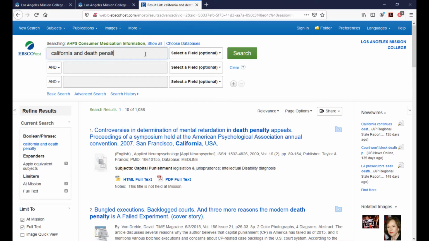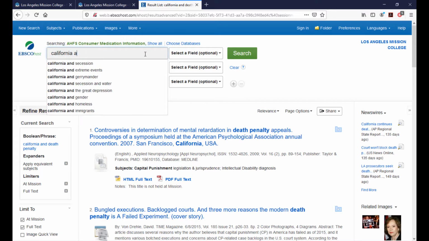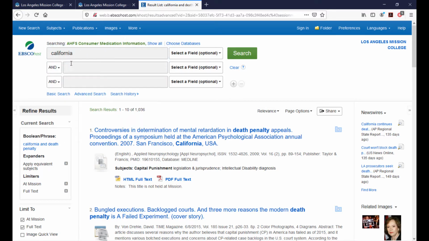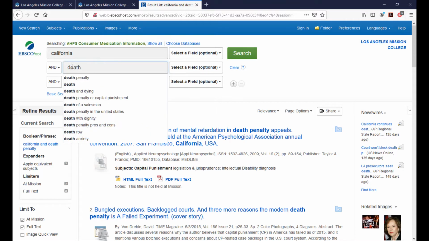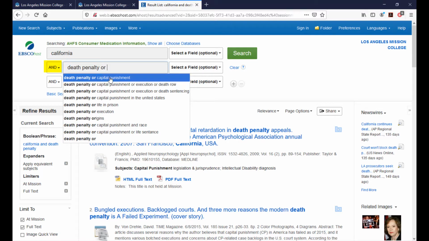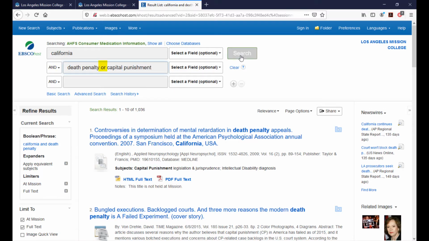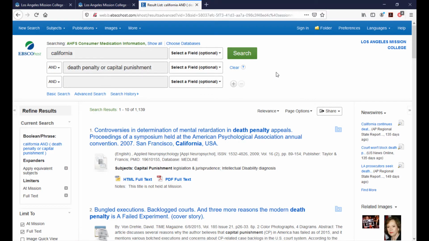Also keep in mind other words with a similar meaning called synonyms. Death penalty will not find matches for capital punishment. You can look for both phrases by looking for California and death penalty or capital punishment. This will increase the results.